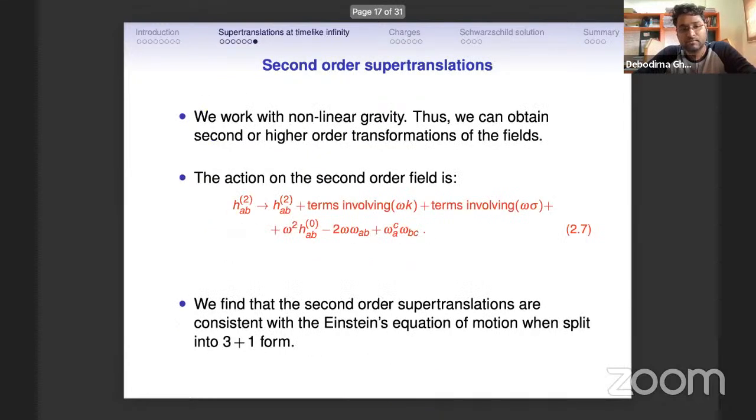Also, we work with nonlinear gravity. Thus, we can obtain the second or higher order transformations of the fields. The action on the second order field is given by this: the second order metric correction h2_AB transforms to h2_AB plus nonlinear terms, which are of the order of omega k, omega sigma, and quadratic in omegas. We find that the second order supertranslations are then consistent with Einstein's equations of motion when the equations of motion are split into 3+1 form.